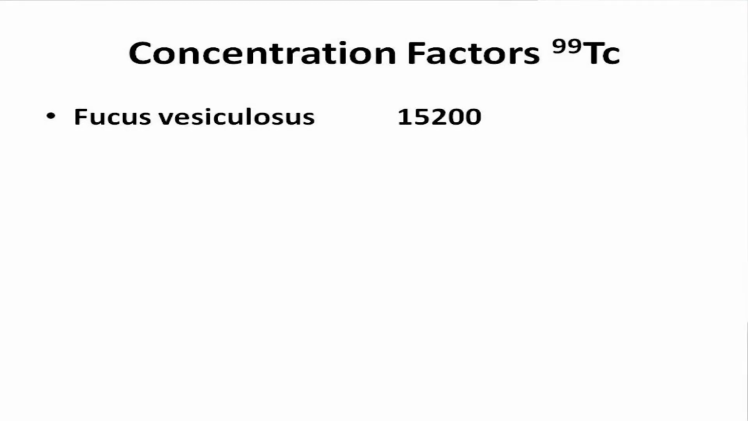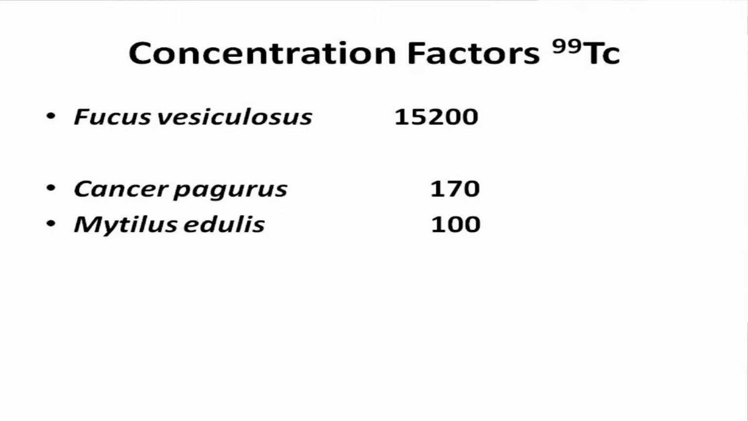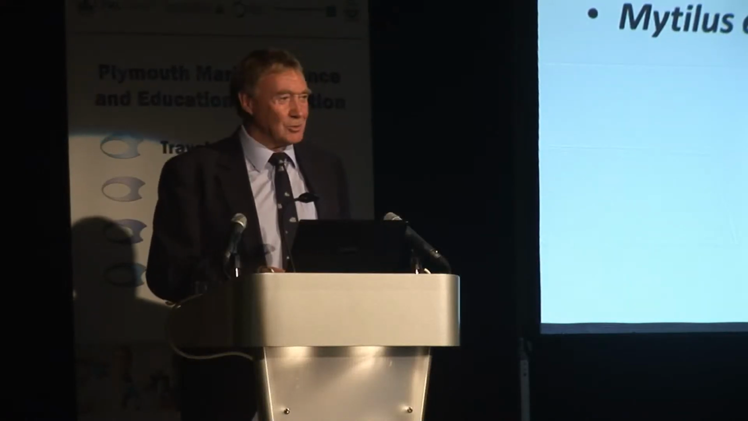And then we started looking at all sorts of other things. We looked at the crab, Cancer pagurus. We looked at mussels. Mussels are usually pretty good at picking up things. Concentration factors were nowhere near the fucus. And we thought there was something really peculiar about this seaweed. Had we got it right? Were we doing the right things?